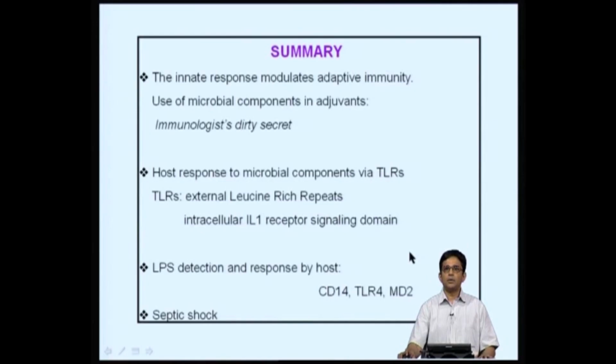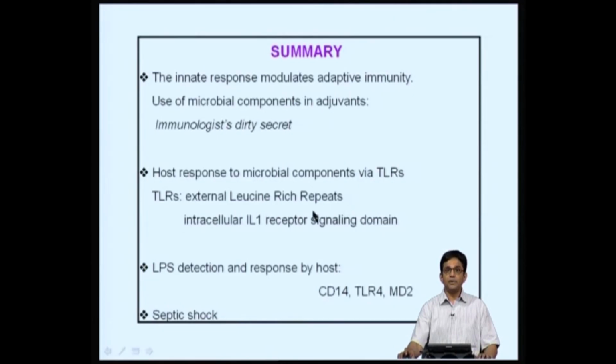We had discussed the fact that innate immunity modulates adaptive responses, and this is mainly seen in the use of microbial components in adjuvants. For example, complete Freund's adjuvant contains killed mycobacteria, and this was known as the immunologist's dark secret by Charlie Janeway, who first propounded that the innate components needed to be activated to get an optimal adaptive immune response. Subsequent studies resulted in the identification of toll-like receptors present in the host, which recognize specific microbial components.